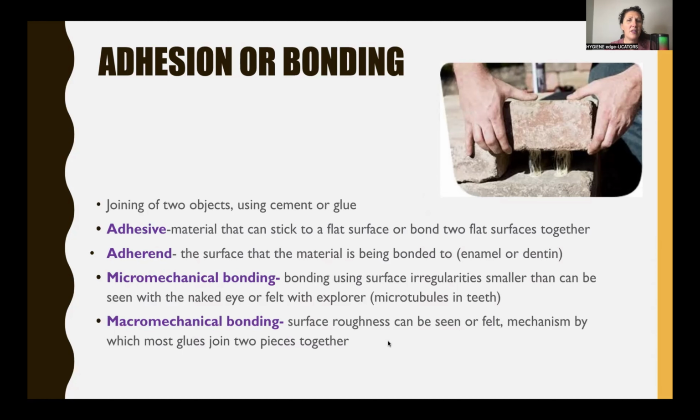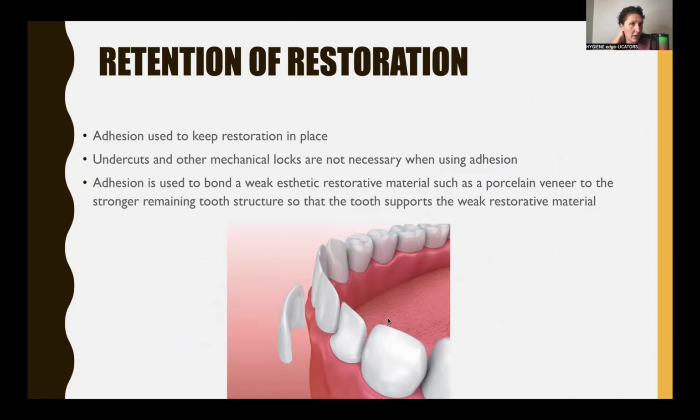And then we have two different types of bonding, micro-mechanical bonding and macro-mechanical bonding. We talked about this a few weeks ago, but do you remember, micro is going to be tiny: really small irregularities in the surface. You can barely see them with the naked eye or even feel them with the explorer. Macro-mechanical bonding is going to feel rough and will be able to be seen. That is the mechanism by which we're able to glue together the things that we need to glue together.